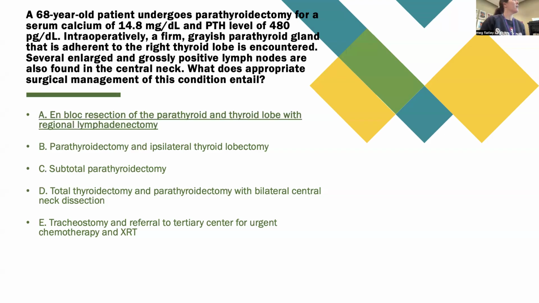Yep, exactly. So this is a patient who preoperatively you have a suspicion that they might have a parathyroid carcinoma, and intraoperatively your findings kind of confirm that, and you have clinical lymph node disease. So that's exactly right. You would take the parathyroid en bloc with the ipsilateral thyroid lobe and then do your regional lymphadenectomy.